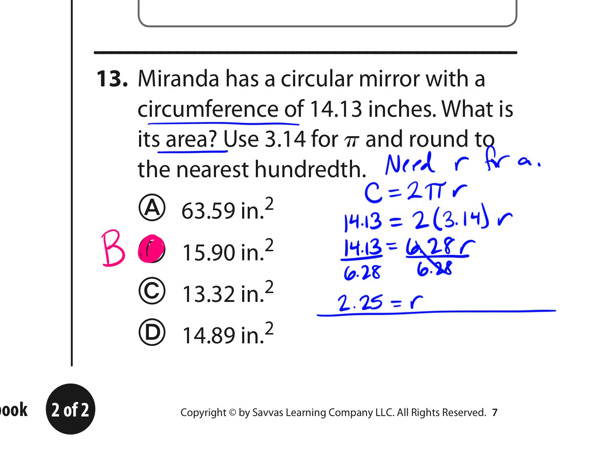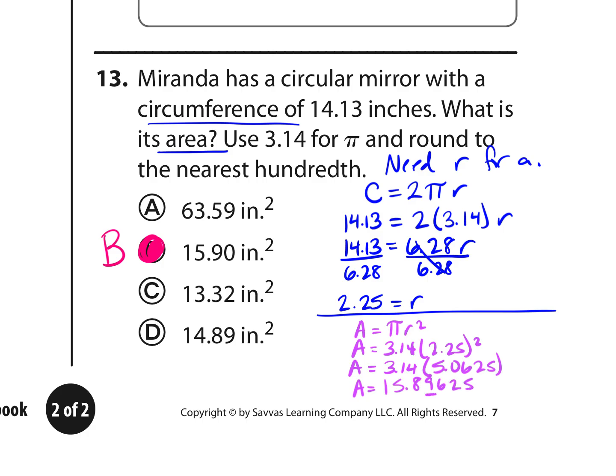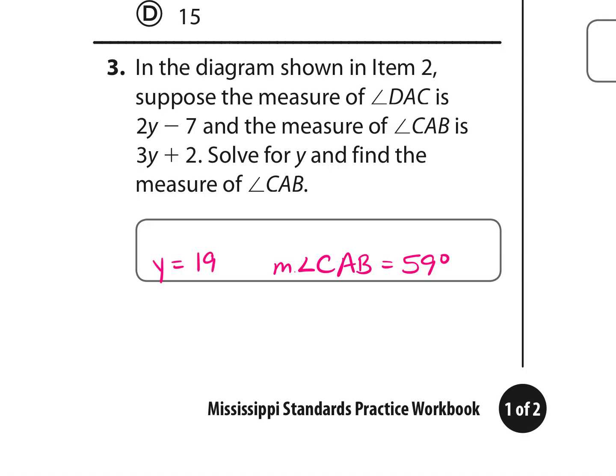So now we need to get the last part, which is to find the area. We're going to use our area formula, A equals pi r squared, using 3.14 for pi. We're going to start with squaring 2.25. We get 5.0625, and then when we multiply 3.14 times that, we get 15.89625. Rounded to the hundredths place, that 6 will make this round up to 15.90. So answer choice B.